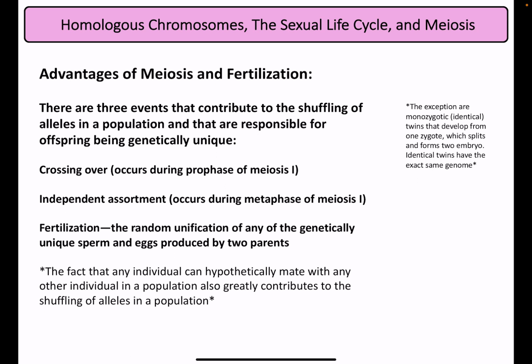Then lastly, we'll talk a little bit about mistakes that can happen during meiosis. So first, in the sexual life cycle, there are 3 events or 3 processes that contribute to the shuffling and the randomness of the production of offspring.